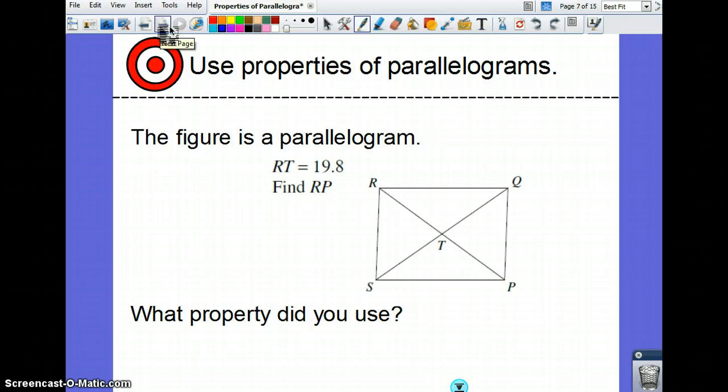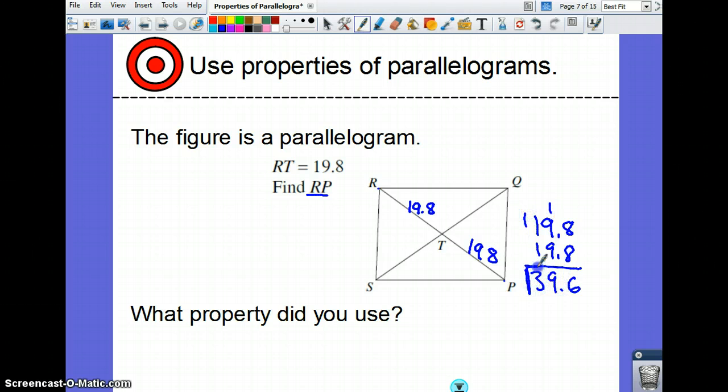Here we're going to use the fact that diagonals bisect each other, because I know RT is 19.8, and I'm trying to find RP, which is this whole thing right there. Well, I know that the diagonals bisect each other, so RT is congruent to TP, which means that the whole thing together, RP, would be 19.8 plus 19.8, which is going to be 39.6. So we use our fact that the diagonals bisect each other.